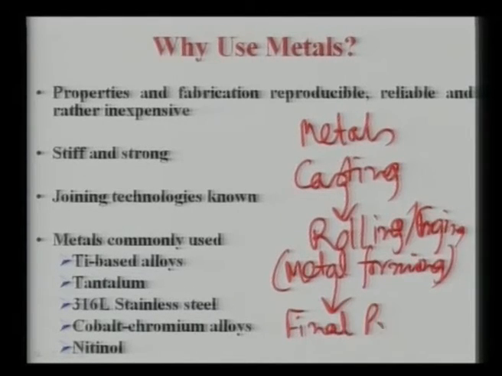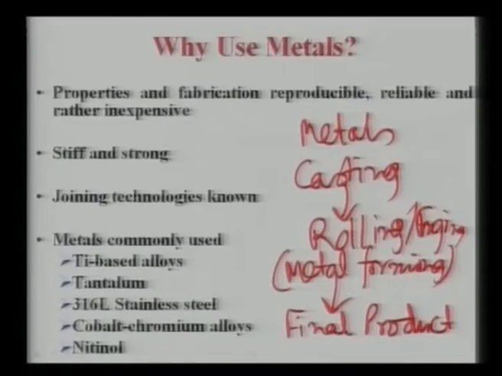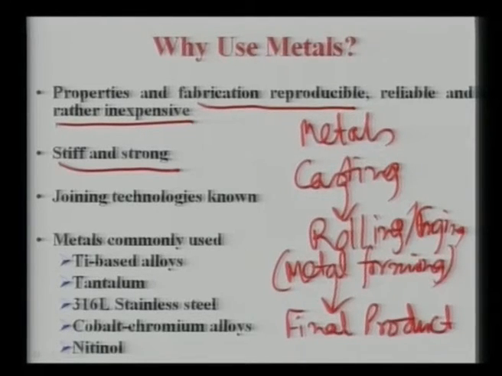The final product can be in the form of a plate, a sheet, or a rod, and depending on that you can adopt a sequence of processes which are particularly applicable. So fabrication is reproducible, and metals are rather inexpensive. Metals are stiff and strong, as I said, typically with a tensile strength of around 500 MPa. Now, joining technologies are all known.